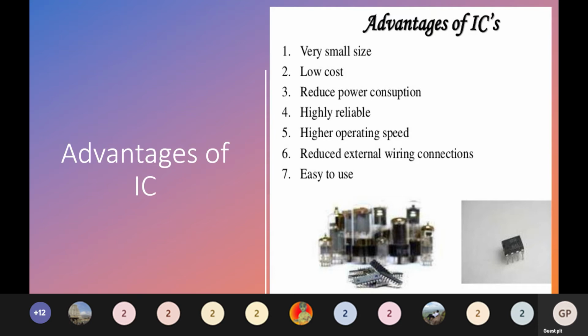Then, of course, since we are going in for batch processing of this IC, the cost will also be very low. So it's a low cost technology, and there is a reduction in power consumption. It is highly reliable since we don't have any soldering joints and all here, right? And therefore it is highly reliable. Operating speed is also very high because we don't have any parasitic capacitance effect and all in this IC. And therefore you have increased operating speed.